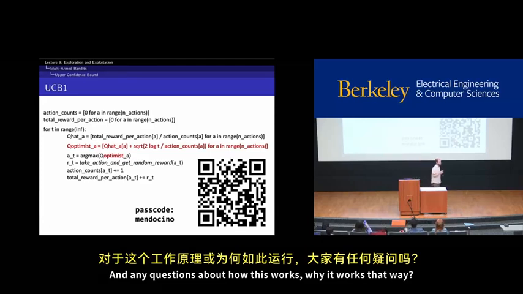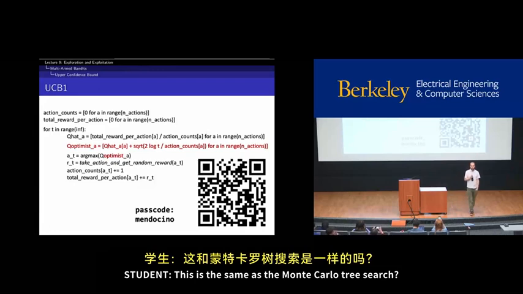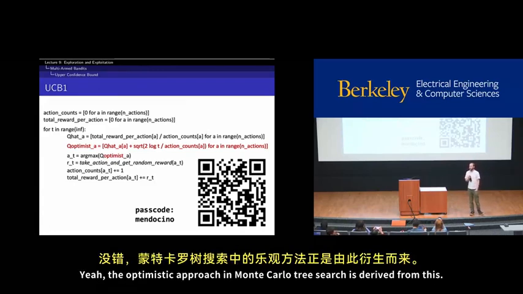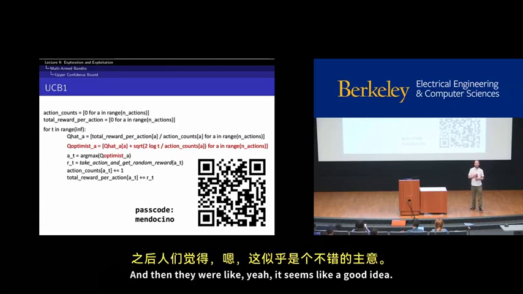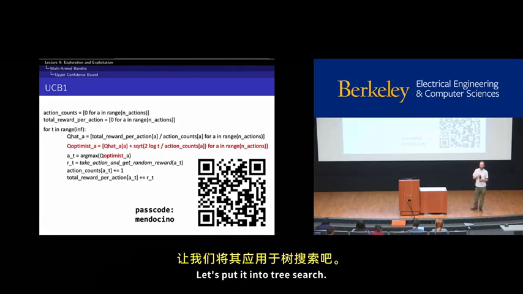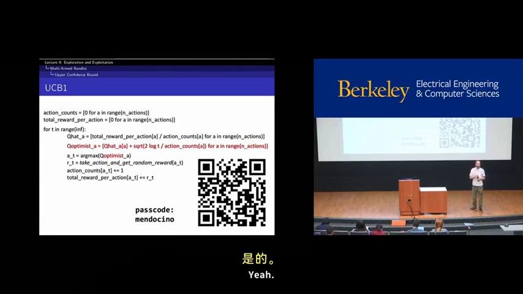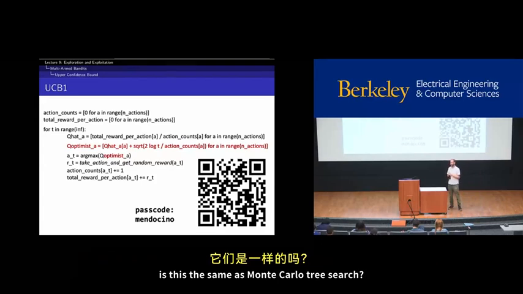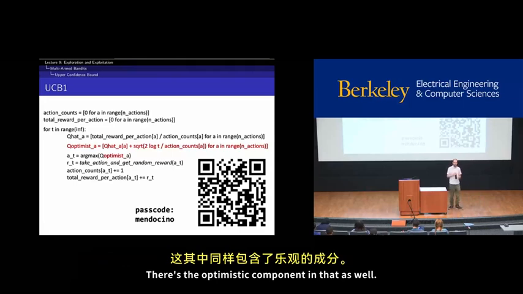Any questions about how this works, why it works that way? Is this the same as Monte Carlo tree search? It is, yeah. The optimistic approach in Monte Carlo tree search is derived from this. I think this was done first, and then they were like, it seems like a good idea, let's put it into tree search. The question for those of you who might not have heard is, is this the same as Monte Carlo tree search? And yes, it is. There's the optimistic component in that as well.